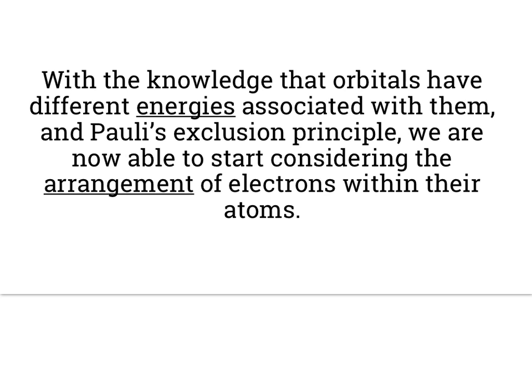With the knowledge that orbitals ultimately have different energies, they've got different sizes, and now that we actually have the Pauli exclusion principle, we're finally able to start considering the arrangement of electrons within their atoms. So we know there's a cloud, but we're going to start looking at actually how that cloud is arranged, if you will, or more so, how that cloud is configured. That finishes our last little section of atomic theory, bridging us to electron configuration. In the next few videos, we'll finally talk about electron configuration.